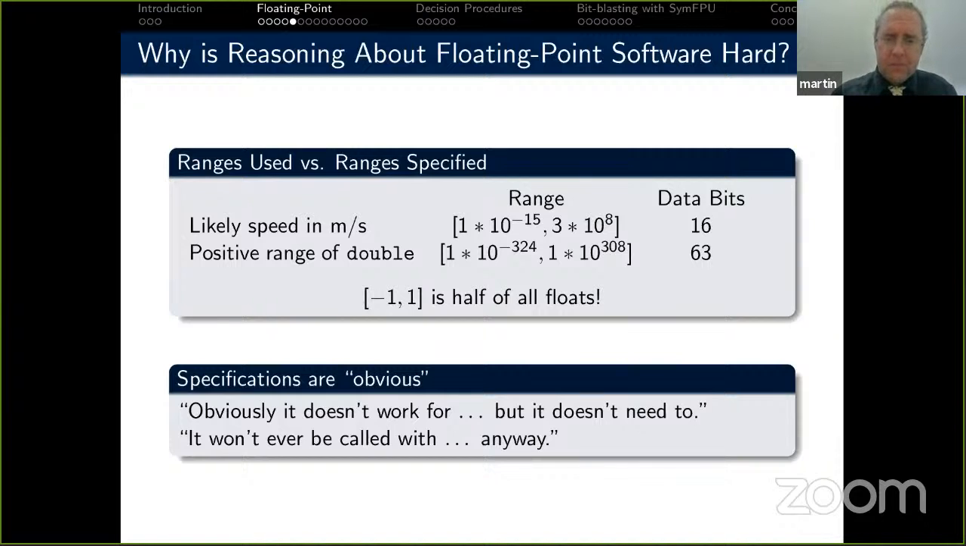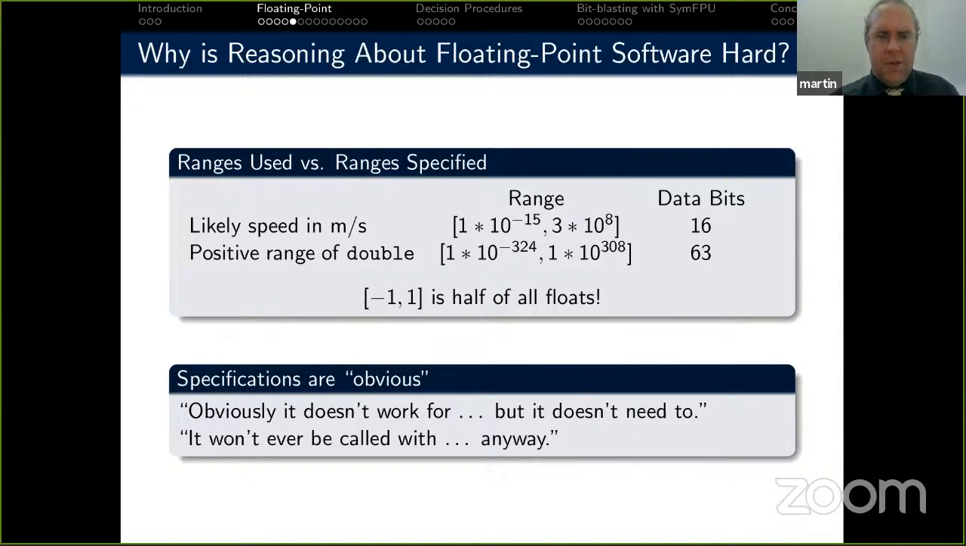So one really big problem in verifying things with floating point is that the actual ranges that people want to use, the actual ranges that make any sense in the human world, are tiny compared to what floats can represent.